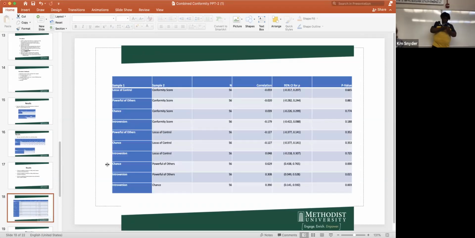This right here is our correlation matrix where you see all our data. We're seeing all the conformity scores and all our variables.